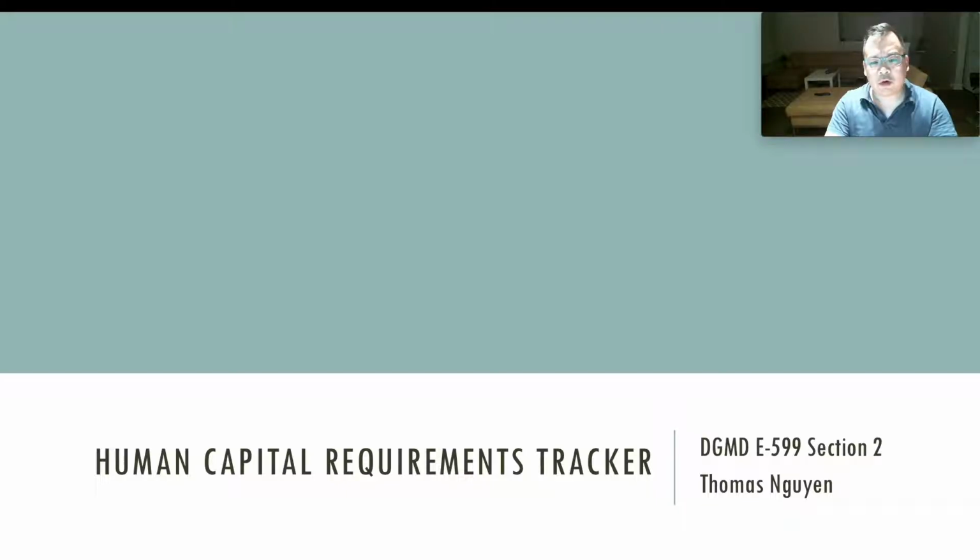The Human Capital Requirements Tracker is a tool that does a few things. It tracks skill requirements for projects, surveys team members for those skill requirements, and tracks remediations for projects when those skills are not present. It's important to note that this tool is not a project management tool, such as what you would find with Jira and Microsoft Project.